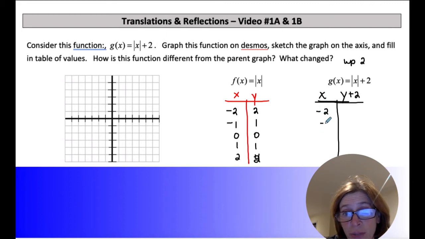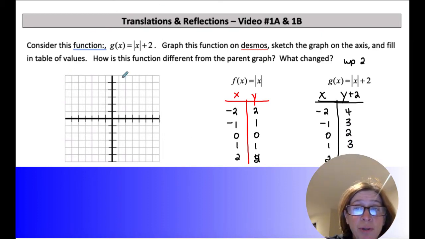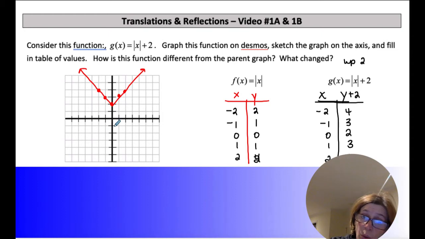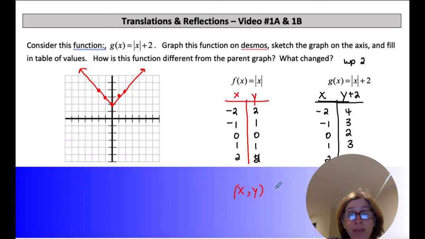So it would be -2, -1, 0, 1, and 2, and my y's then would become 4, 3, 2, 3, and 4. So let's see if this was a shift up 2 units. So -2, 4, -1, 3, 0, 2, 1, 3, and 2, 4. All right, so yes, that's the absolute value function that's normally at the origin with its vertex shifted up 2. So again, we wrote a rule. If we think of these points as the points x, y, then the rule would be x, y plus 2.